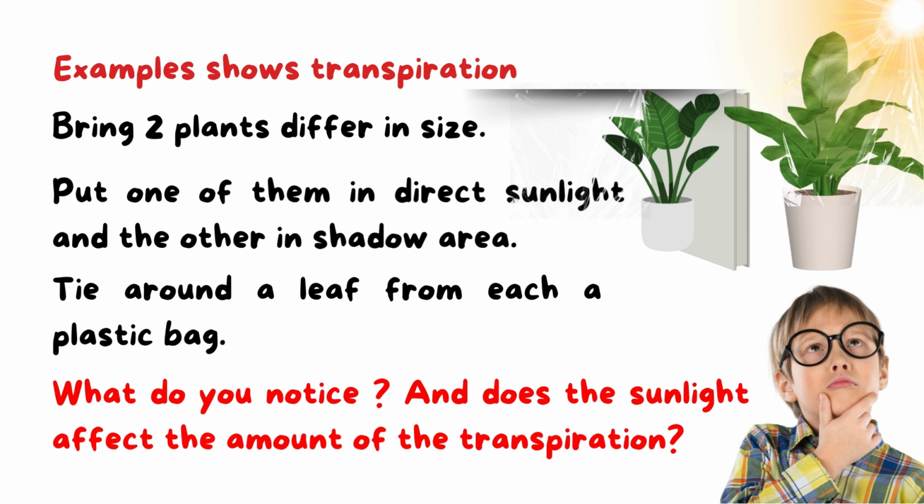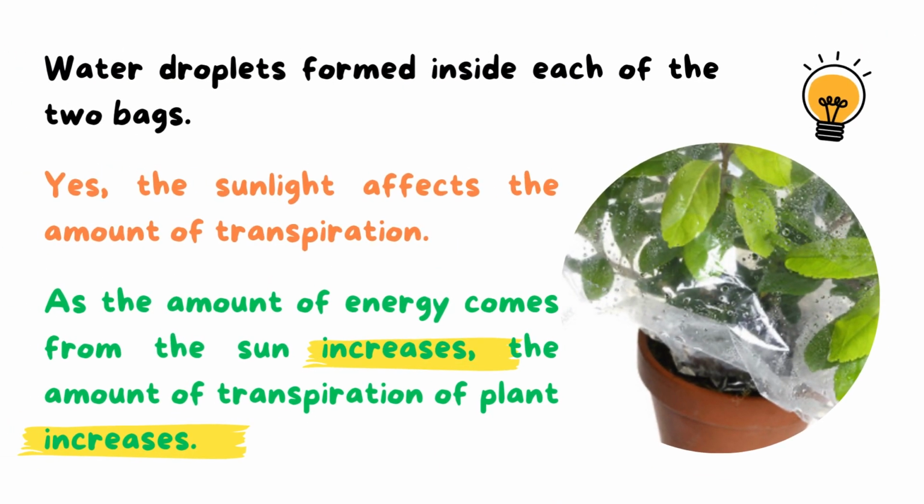So what do you think you can observe or notice here? Does sunlight affect the amount of transpiration, with one plant in the shadow and the other exposed to the sunlight? Is there a difference? That's what we will see now. Yes, we will see that water droplets formed inside each of the two bags, and this is an indication of transpiration.